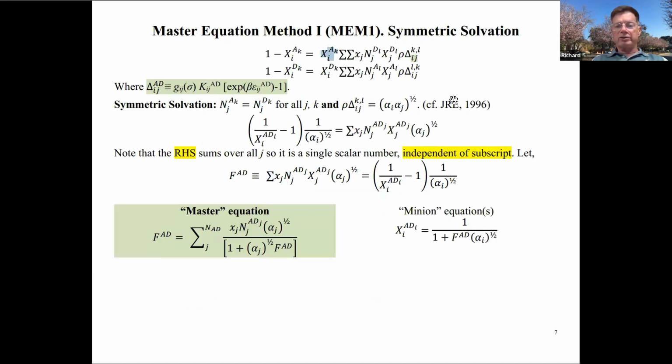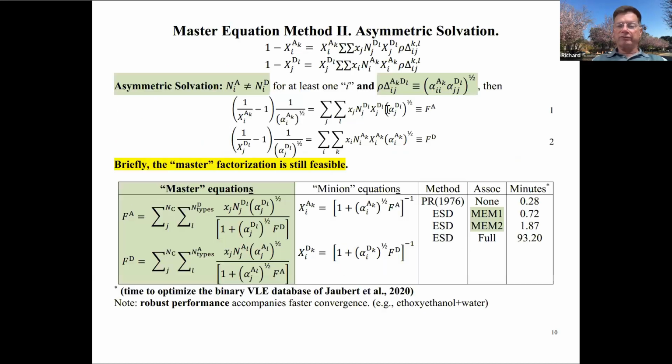So let's go back to the symmetric one. You can see when it was a symmetric system, all I worked out was if you just had one donor type and one acceptor type on each molecule. Here, I've generalized it so that you can have something like methanolamine, where you've got an amine site and an alcohol site on the same molecule. So this is completely general.